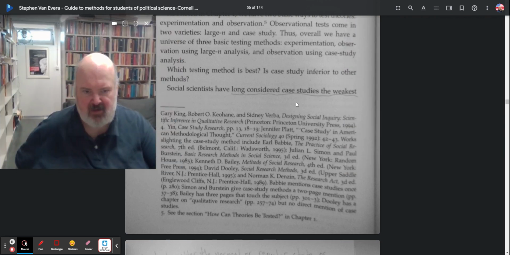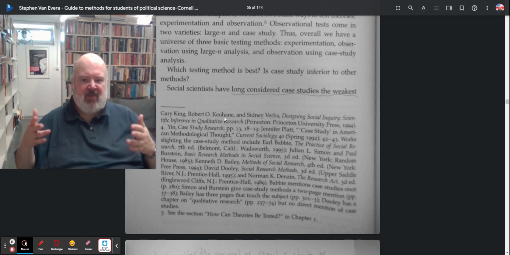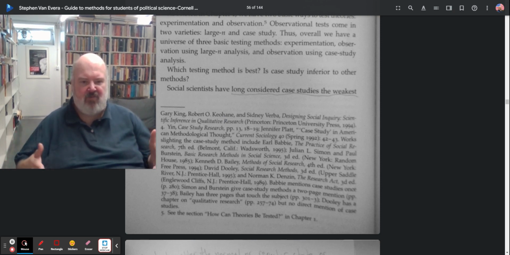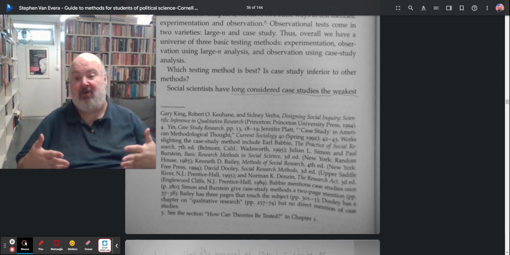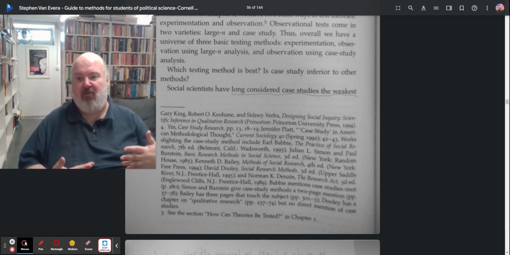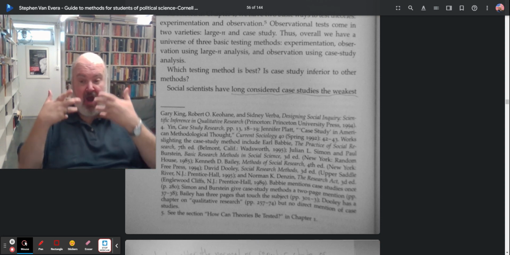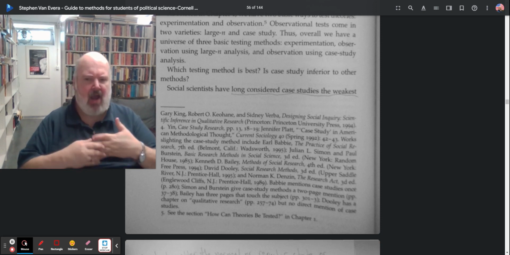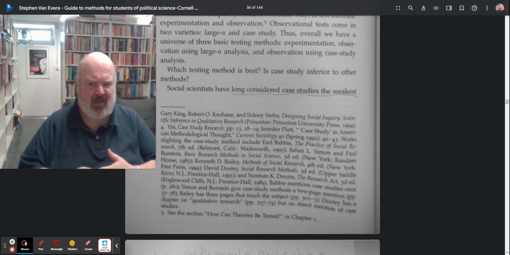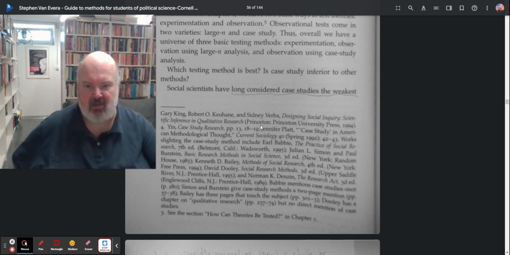the famous King, Keohane, and Verba's Designing Social Inquiry, Princeton. It was the Bible in political science. I was there when I was getting my doctorate, just before and even after, and it still remains the kind of Bible for qualitative methods. In other words, scientific inference in qualitative research.